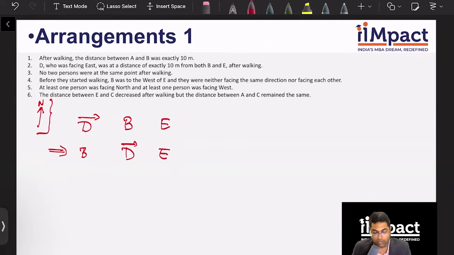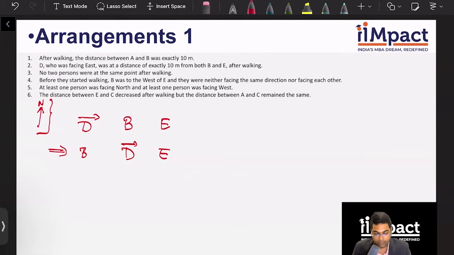If B is on the left, again, I'm not saying it's immediate. I've just marked the relative positions for now. If I know B is to the left of D, E is to the right, and D is moving towards the right, one way is that all three of them move east, but that is not possible. We've been told in clue number 4 that B and E are not facing the same direction. So that's not possible.